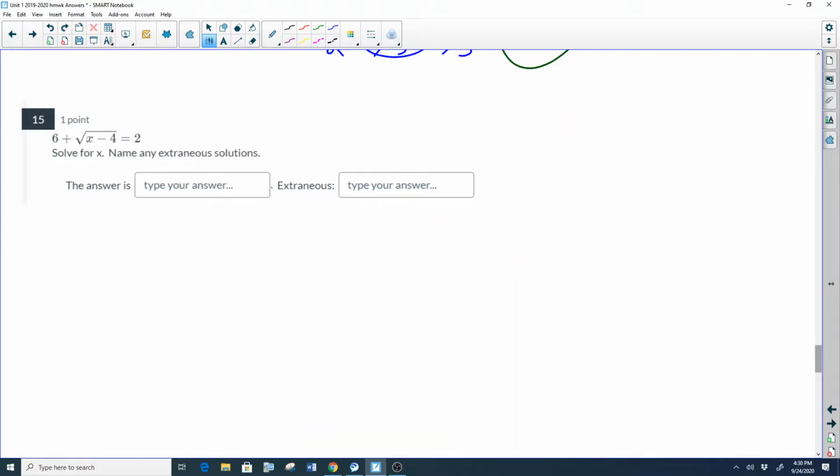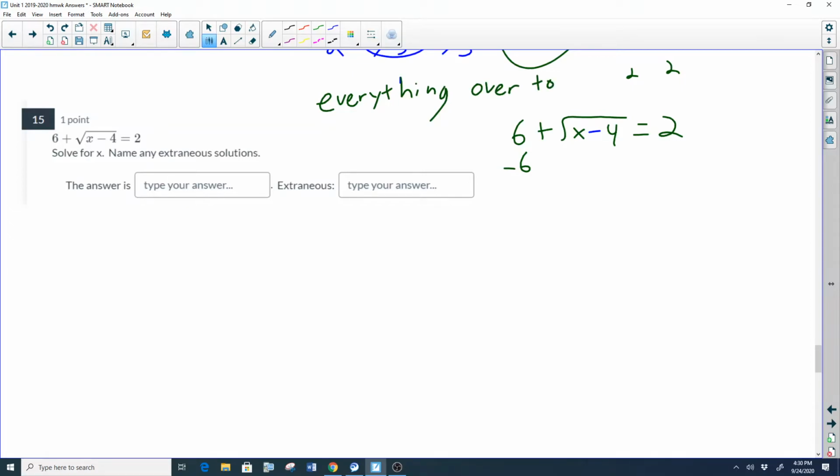Okay, number 15, we don't have two solutions, just the one. This will be a pretty fast one. But I don't know about that 6 being on the other side. Before you can power 2 both sides, you actually have to deal with the 6 first. You need to isolate the radical. So we're going to minus 6. That's going to give us a negative 4.